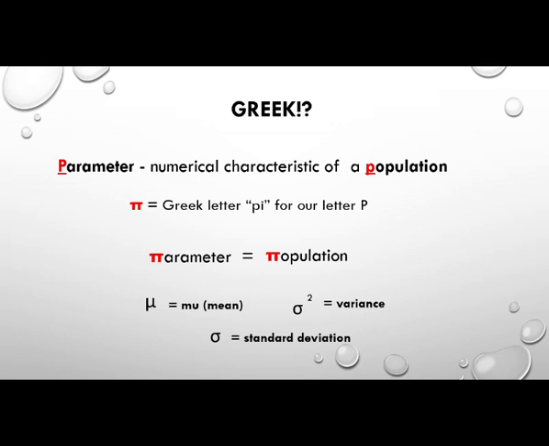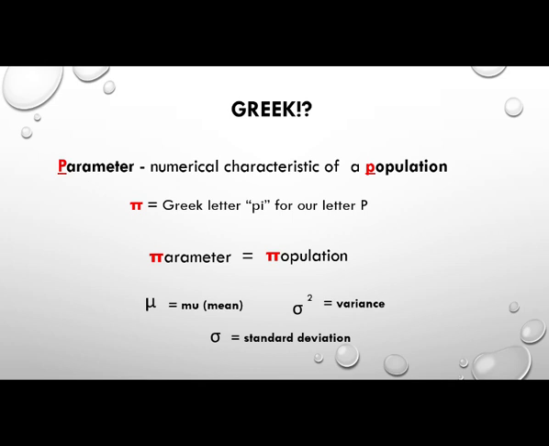All right, so most everybody knows that in statistics you're going to see some Greek letters, and it's not something that you need to freak out about, because I'm going to give you a trick to remember. When we talk about a measure, a numerical characteristic of a population, it's called a parameter. Now I have the P underlined in red, and I have the parameter, and I have the P in population. Luckily, they both start with the letter P.